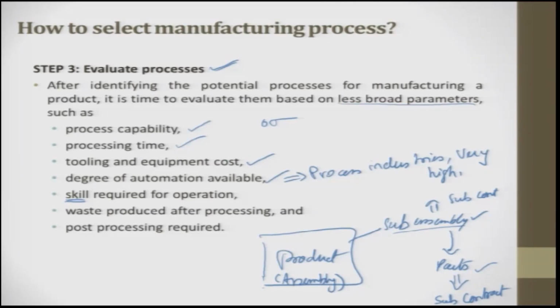So, you should also look at what skill you expect in your process. This is very important because you do not have a skilled operator everywhere, or a skilled operator is very expensive. That is why people have started working on computer aided process planning, so that the skill of the operator need not be a bottleneck in deciding the process. Next, the waste produced after the process is very important.